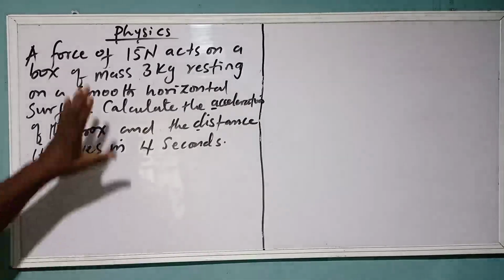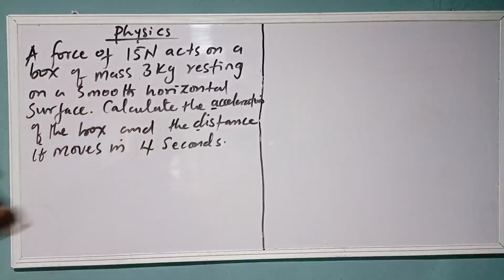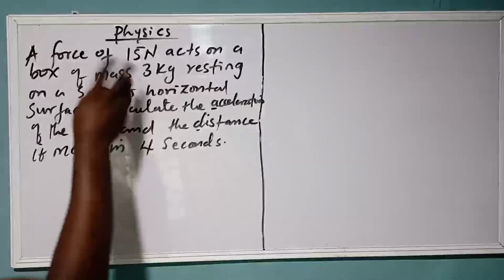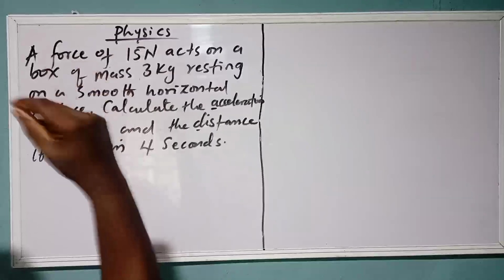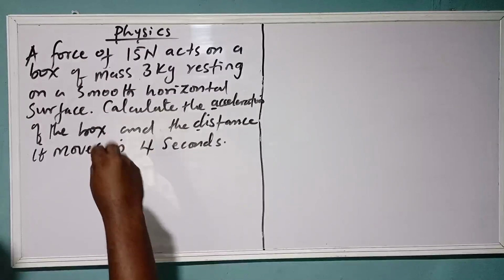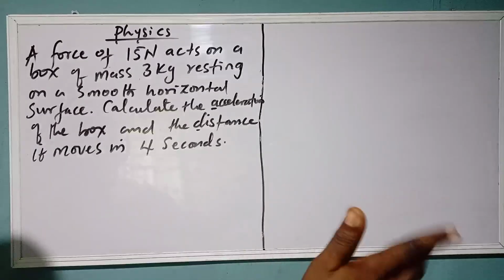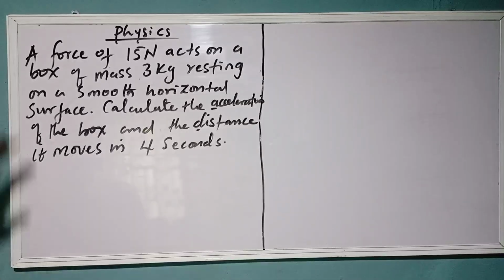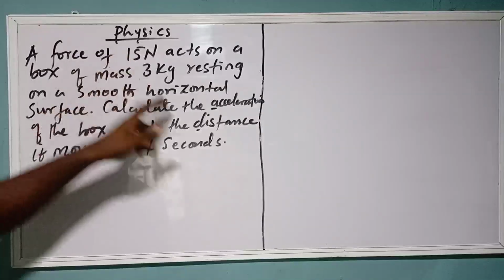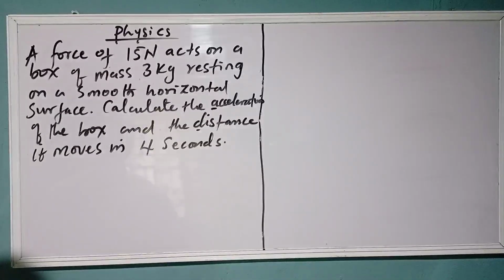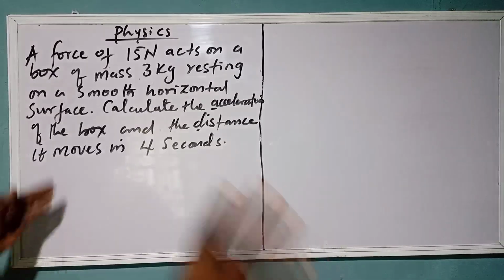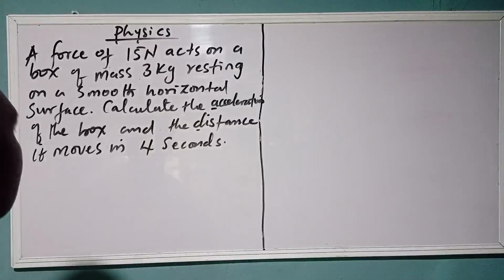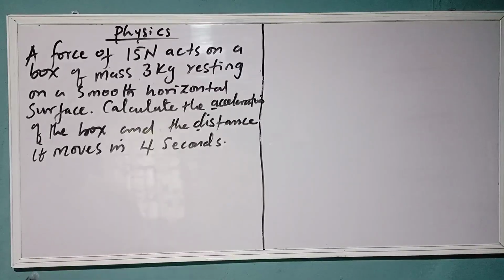Now, if you observe this question critically, you discover that they combine two concepts together. The first one is Newton's law of motion, and the second one is Newton's equations of motion. How? When you talk about force, mass, and acceleration, you are talking about Newton's law of motion. And when you talk about calculating the distance and time given, then you are talking about Newton's equations of motion. Now let's see how this applies.